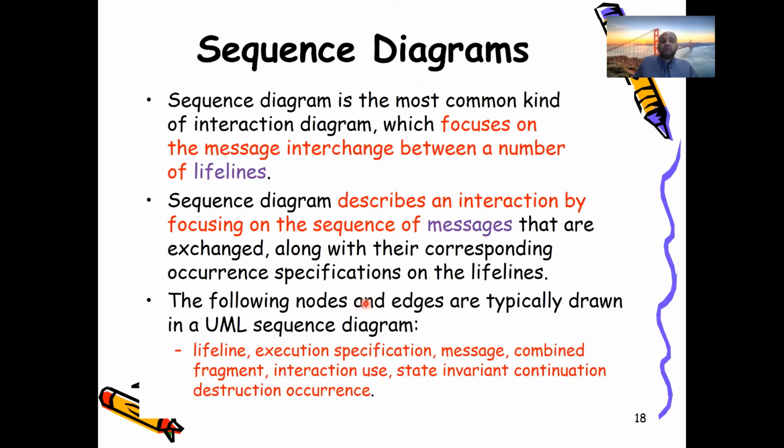The following nodes and edges are typically drawn in a real-time sequence diagram. So these are some of the concepts we find in sequence diagram: lifeline, execution specification, message, combined fragment, interaction use, state invariant, continuation, destruction, occurrence, etc.